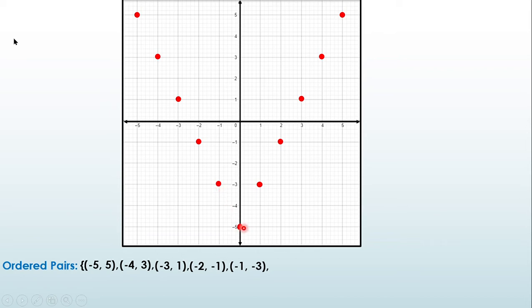Next, if x is 0, y is negative 5, so it lies on the y-axis. Next, if x is positive 1, y is negative 3. If x is positive 2, y is negative 1. If x is positive 3, y is positive 1. x positive 4, y is positive 3. And x positive 5, y is positive 5.